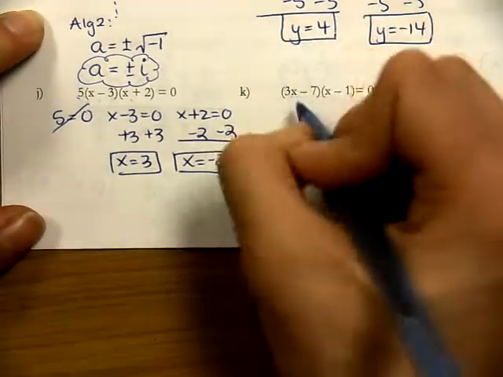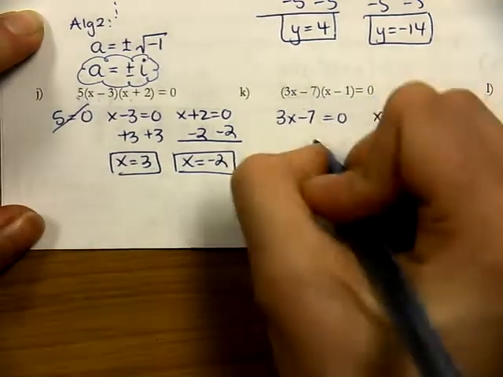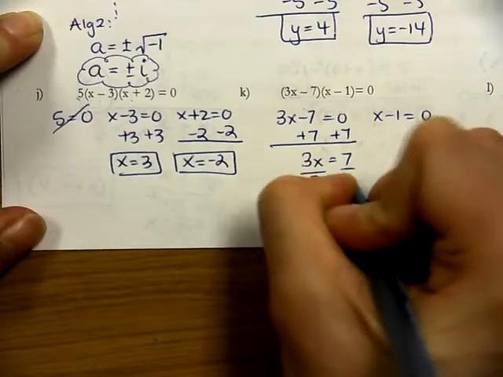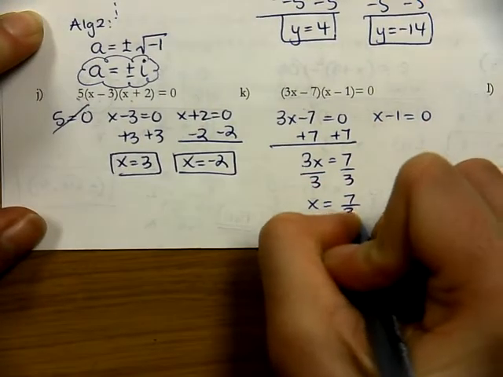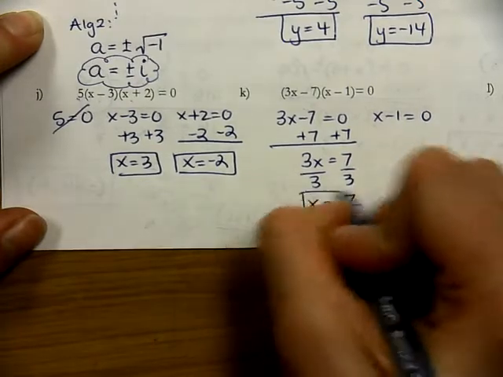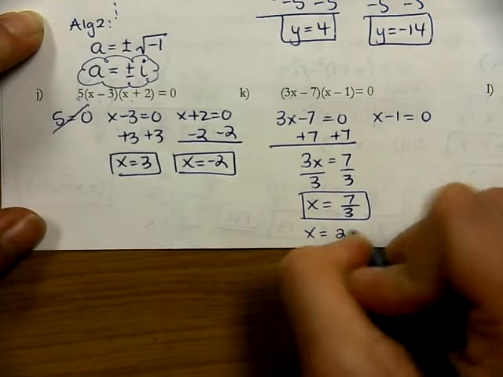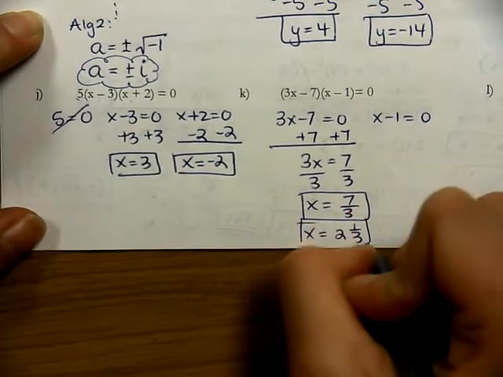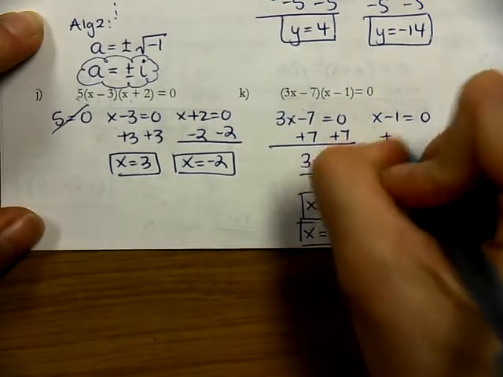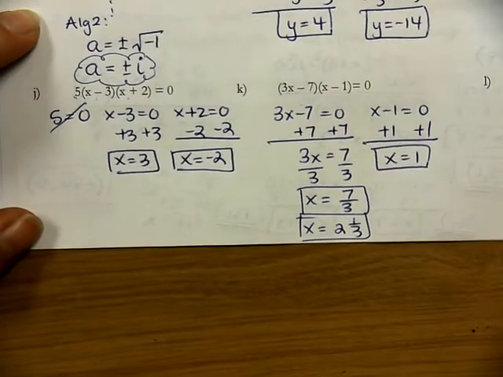All right, looking over here, I see the same thing. I see the product of two factors is 0. And if that's the case, then using the zero product property, one of them must be equal to 0. So when I solve this, I get 3x equals 7, or x equals 7/3. I'm going to leave that as an improper fraction. I could make that a mixed number. What would that be? 2 and 1/3. But I do not want approximate answers. I want exact answers. So here, add 1, I get x equals 1. So we have 2 solutions there.